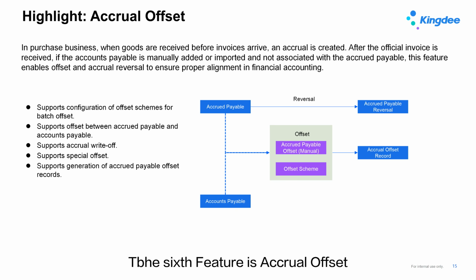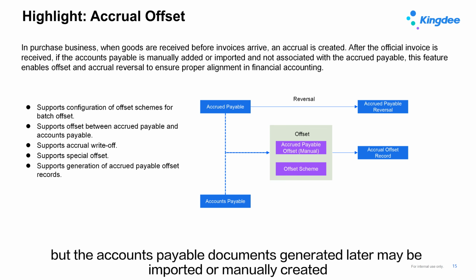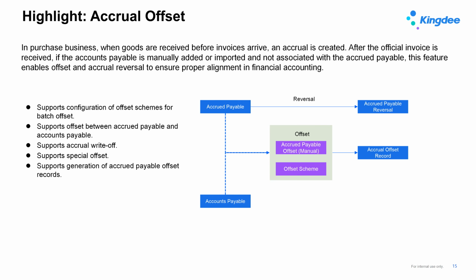The sixth feature is accrual offset. In some purchase scenarios, accruals are created before invoices are received, but the accounts payable documents generated later may be imported or manually created. In this case, there is no association between the accrual and the accounts payable document, so manual accrual offset is used to complete the financial reconciliation with the accounts payable.